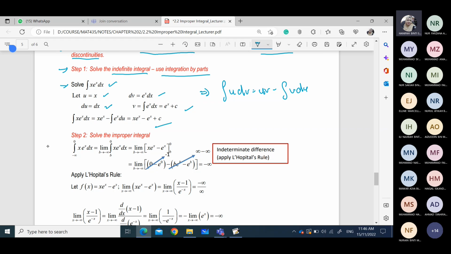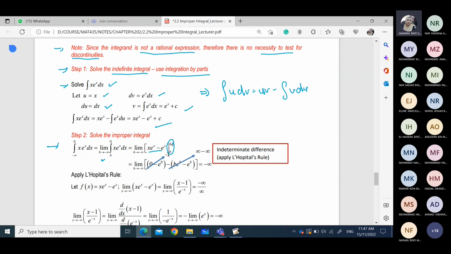Okay, so step 2, solve the improper integral. Based on the definition, the improper integral involving negative infinity to 0 is equivalent to the limit as b approaches negative infinity of the integral of x e to the power x dx, where x is from b to 0. What is the value of b? B is approaching negative infinity. Next we find the limit. So we have x e to the power x minus e to the power x, with the limits from b to 0. The limits are at the bottom and top, b to 0.